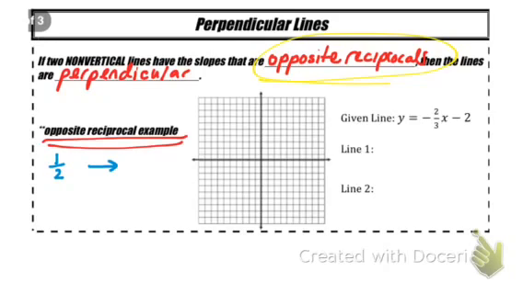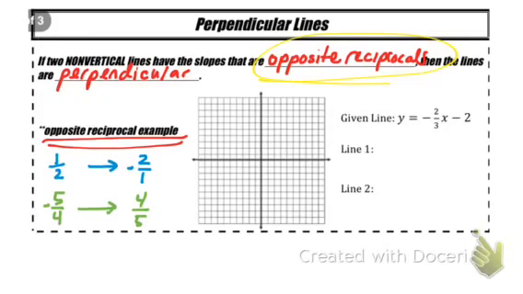Let's say that we have 1/2. Now the opposite reciprocal of 1/2 would be -2/1. Notice how my signs are opposite and my fraction is flipped. With another example, let's say I have -5/4. Now the opposite reciprocal of -5/4 would be +4/5. Those two are examples of opposite reciprocals of one another.